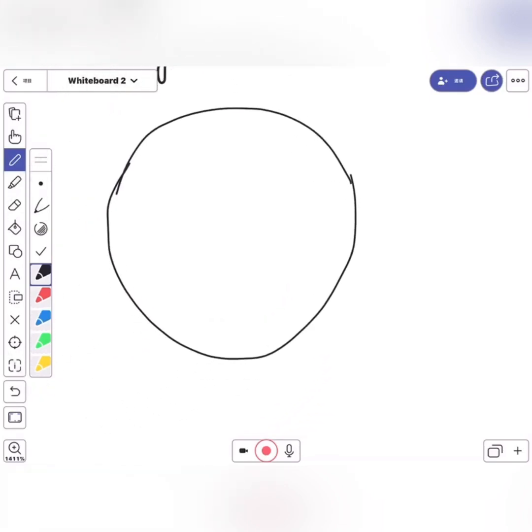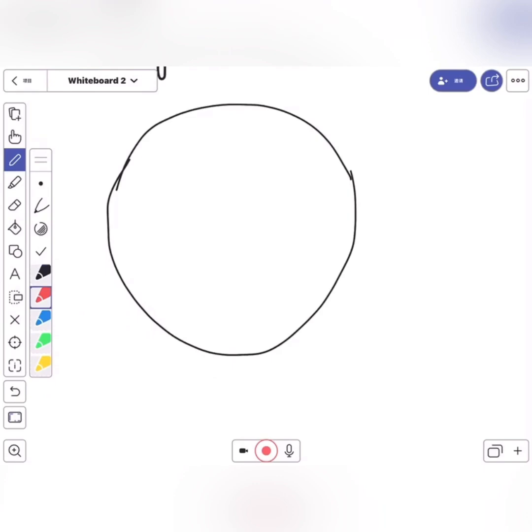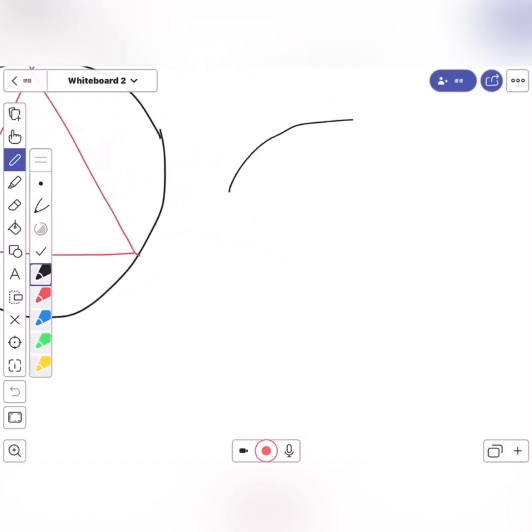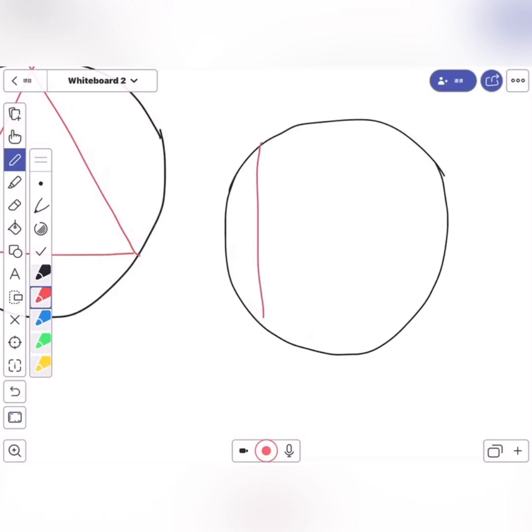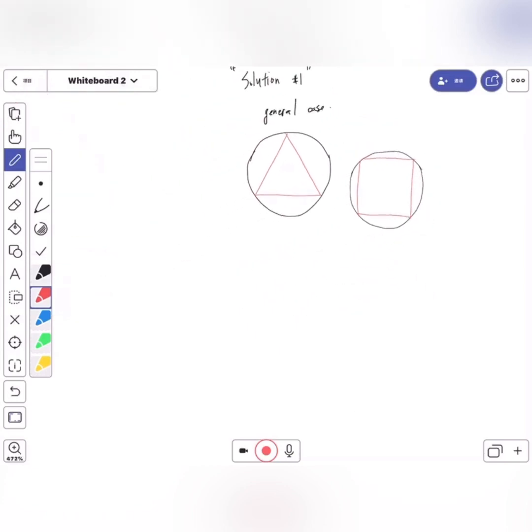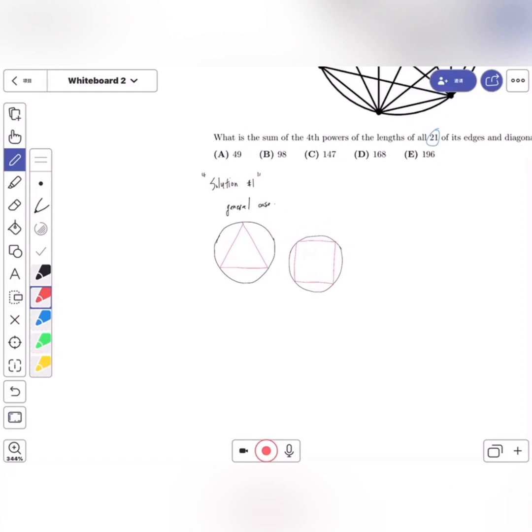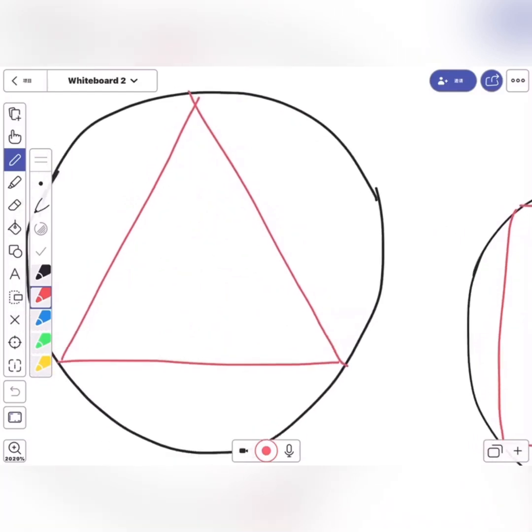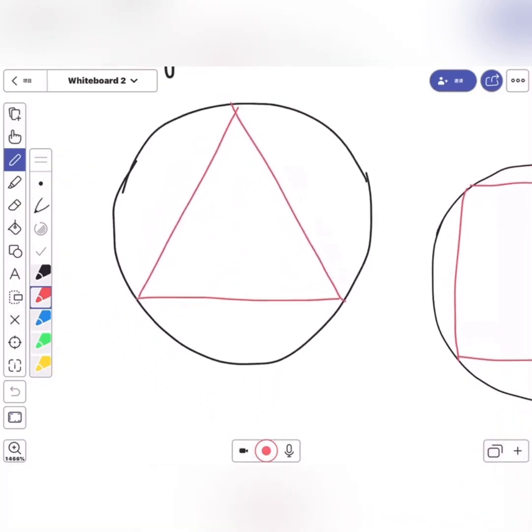and what if it's not a heptagon but actually a triangle? And we just do another case. What if now we have a square? The motivation for this is that all of the answer choices are divisible by 7, so there's probably going to be a pattern. So let's start with the case of the triangle.